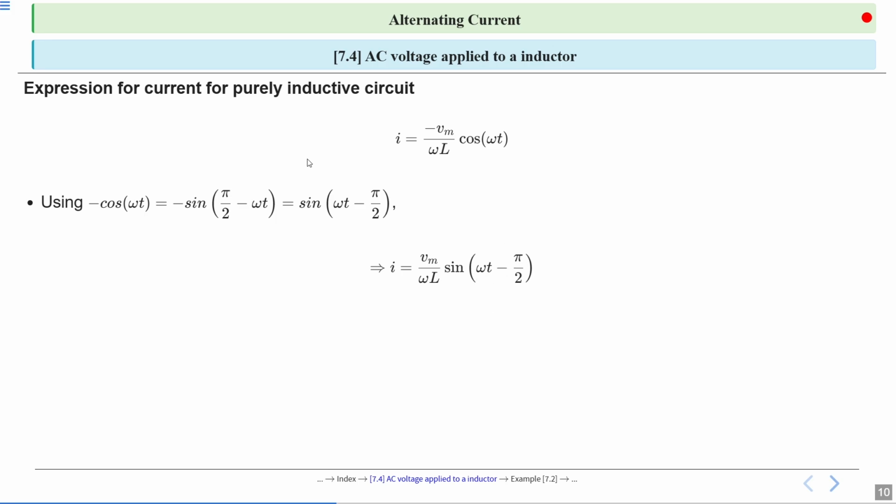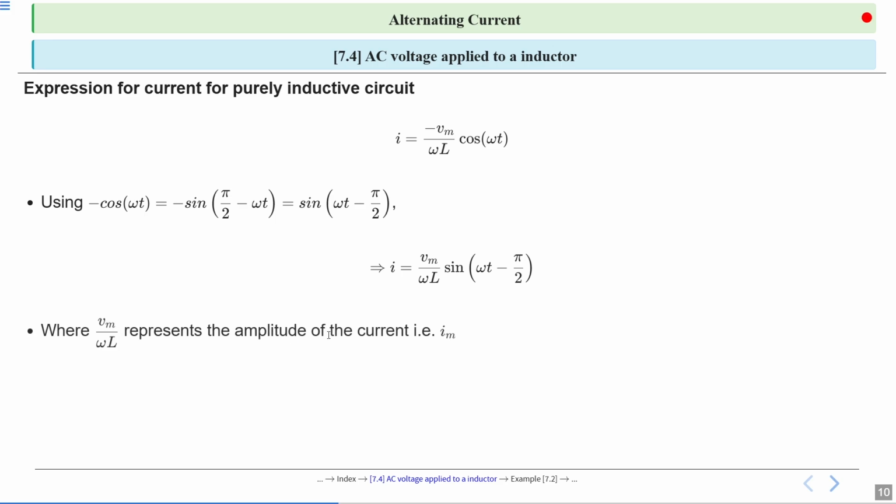In the case of voltage, what was the instantaneous voltage? V equal to Vm sine omega t. The phase of the voltage was omega t. The phase of this current is omega t minus pi by 2. There is some initial phase.